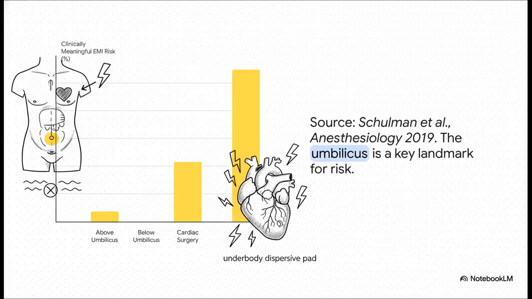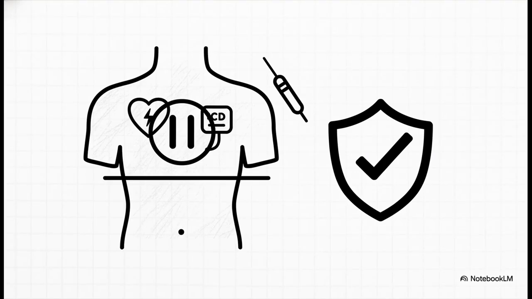The results are, wow, they're really eye-opening. For any surgery happening below the umbilicus, the risk of a clinically meaningful EMI event was zero. A flat zero. But for surgery above the umbilicus, that risk suddenly jumps to 7%. And in cardiac surgery, it's a whopping 29%. And this is our teachable moment.